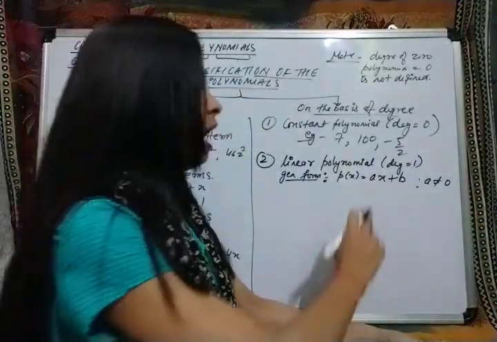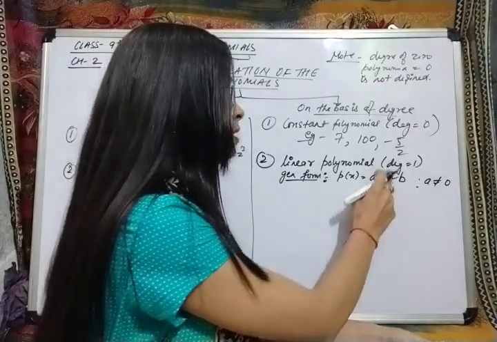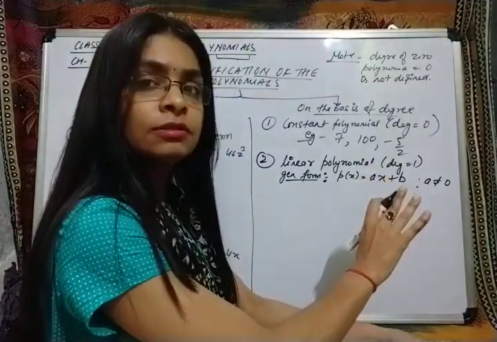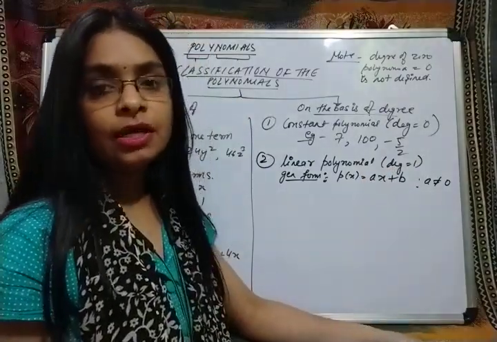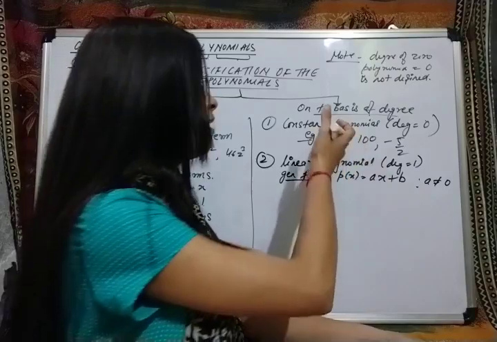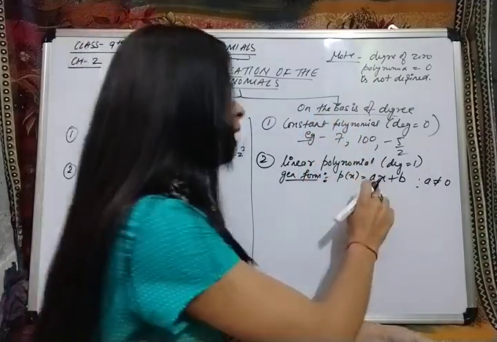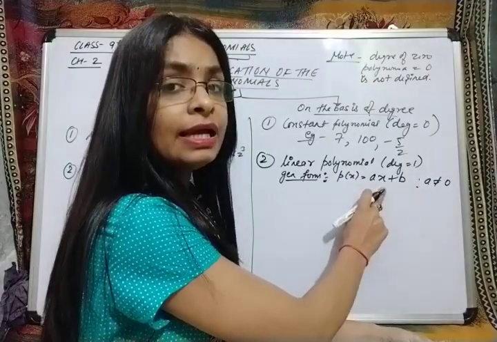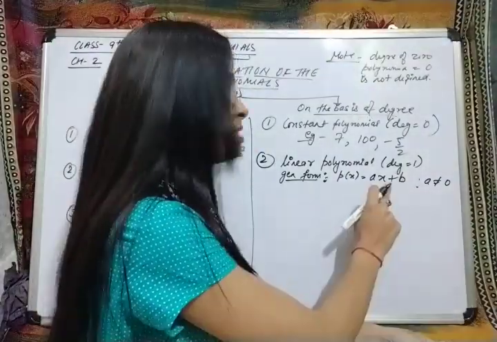Why? If a becomes 0, then this term will vanish and only b will be there. Then b is what? A real number, so it will be a constant, and it will become a constant polynomial whose degree will be 0. So a can't be 0 here. This is the general form, and its degree is 1.